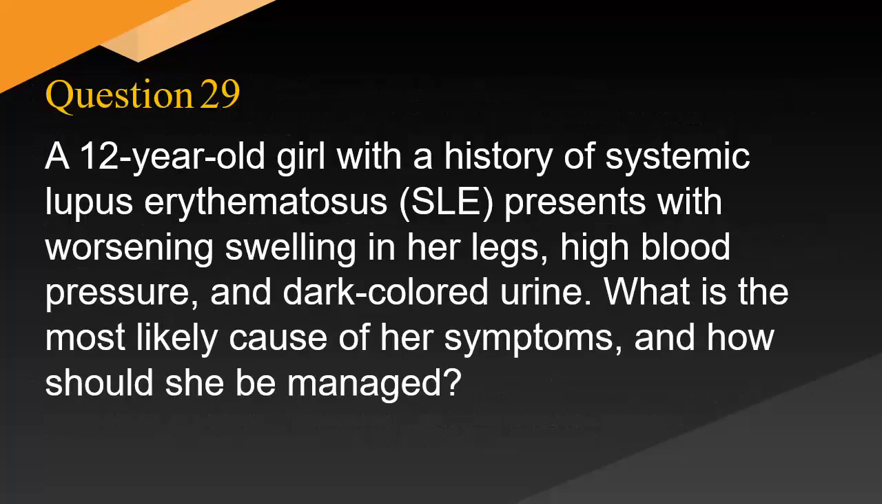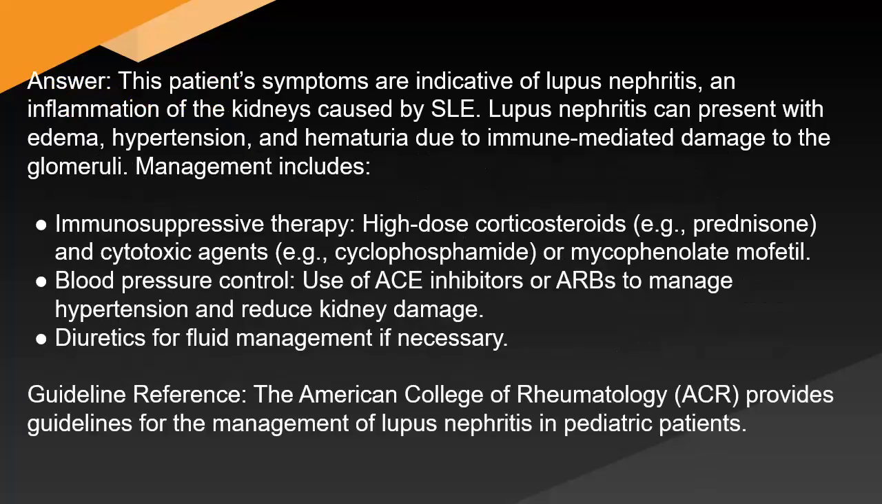A 12-year-old girl with a history of systemic lupus erythematosus (SLE) presents with worsening swelling in her legs, high blood pressure, and dark-colored urine. What is the most likely cause of her symptoms, and how should she be managed? Answer: This patient's symptoms are indicative of lupus nephritis, an inflammation of the kidneys caused by SLE. Lupus nephritis can present with edema, hypertension, and hematuria due to immune-mediated damage to the glomeruli.